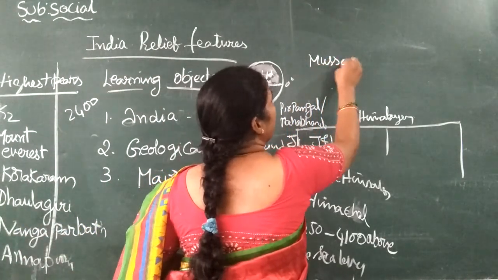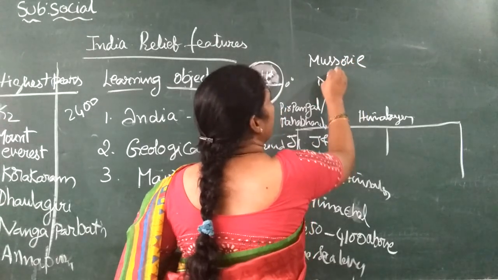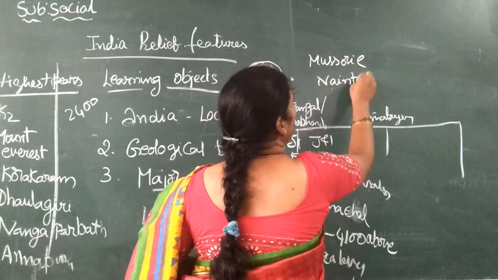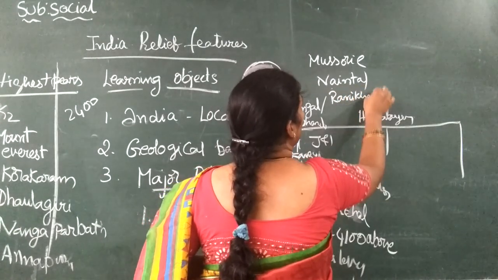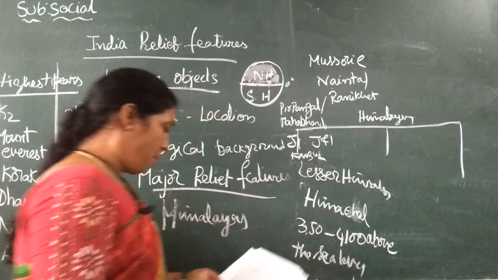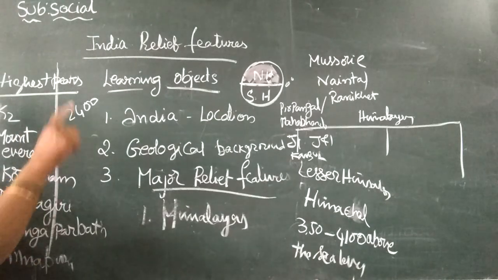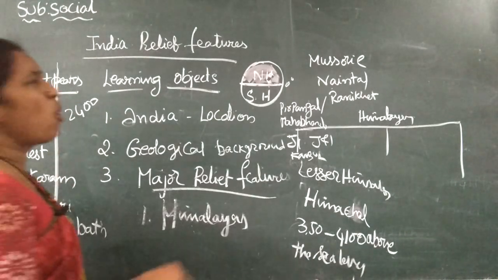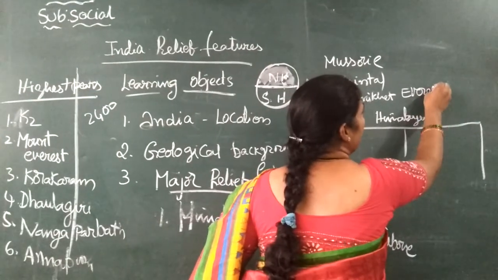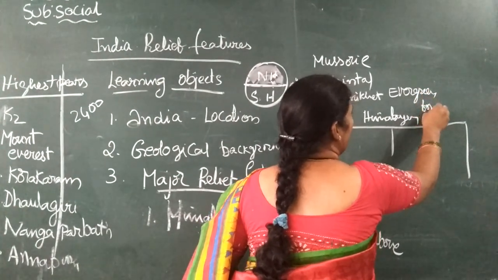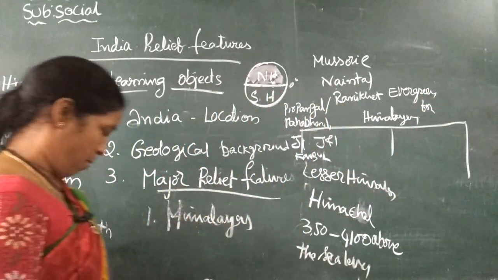Mussoorie, Nainital, Ranikhet. These are the important hill stations, and these are all covered with evergreen forests. This is about the Lesser Himalayas.